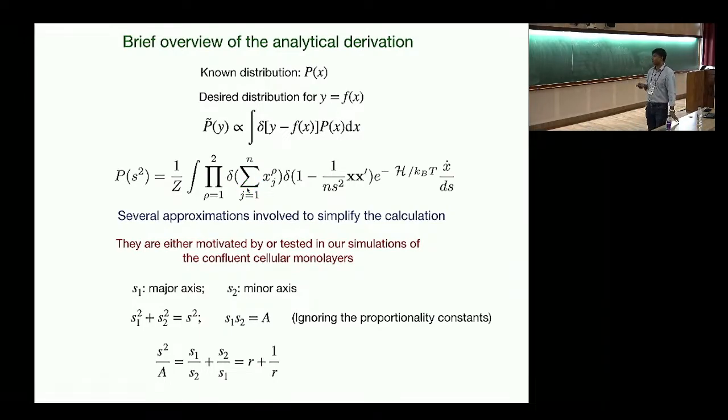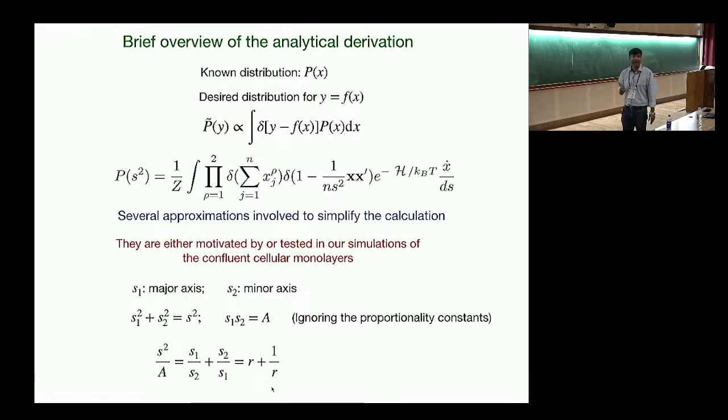Now, this is quite formal and general, but going from here to something more useful requires several approximations in the analytical derivation. These approximations are either motivated or tested in our simulation, and this is what I will show in a while. S1 and S2 are the major and the minor axes, and S is the radius of gyration around the center of mass. They are related via S1 squared plus S2 squared is S squared, and this gives you the area A. Here I have not written the constants pi and 2. But from here I can write S squared by A using the relation R plus 1 over R. In the derivation you will get this particular combination, R plus 1 over R, as you go into the final form.